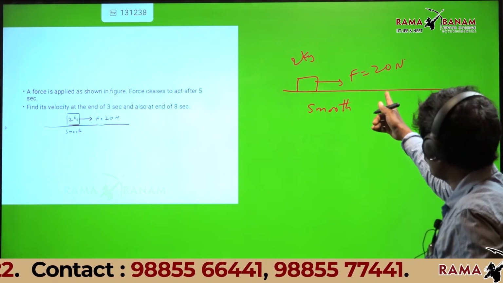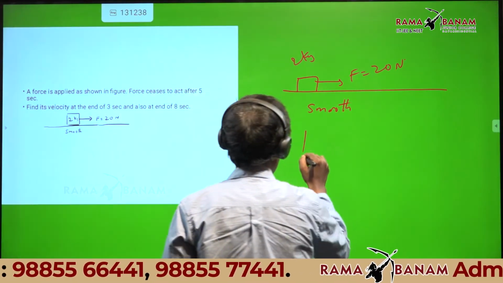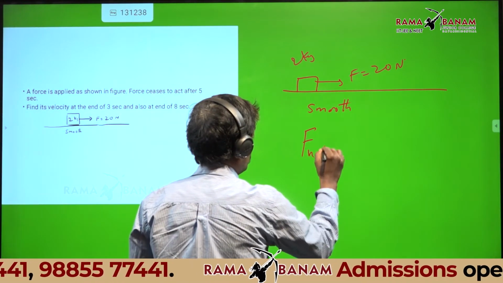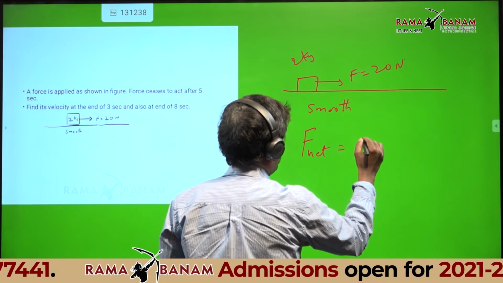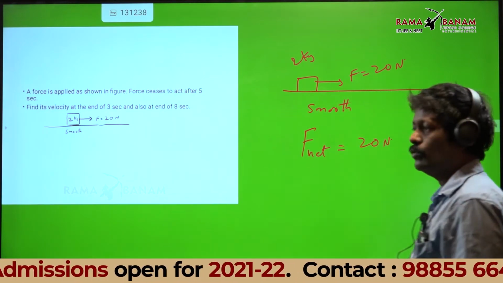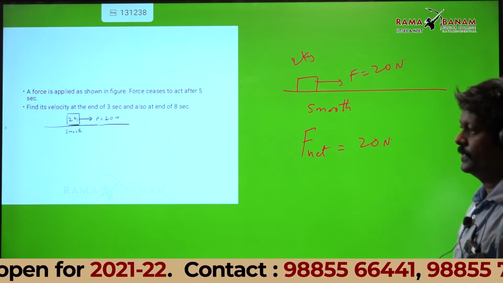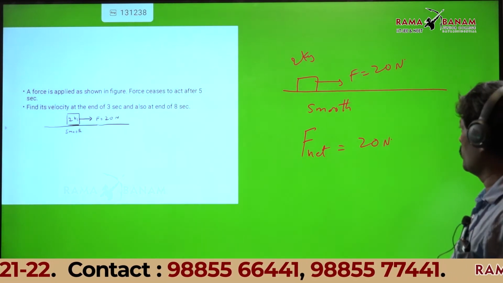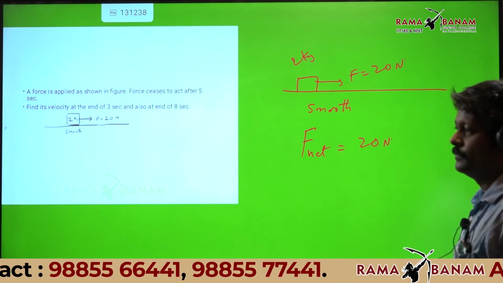There is only one force, F net. If I write F net equal to ma, that is 20 Newton. There is only one force acting. There is no frictional force. There is only one force acting on the body. So F net is 20.